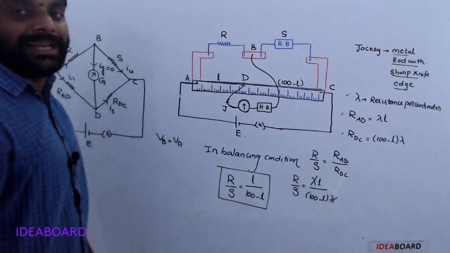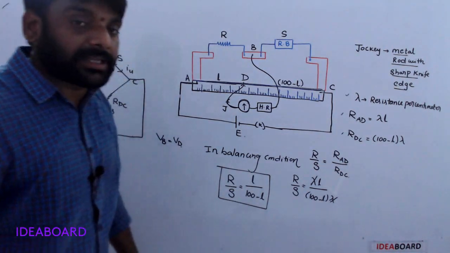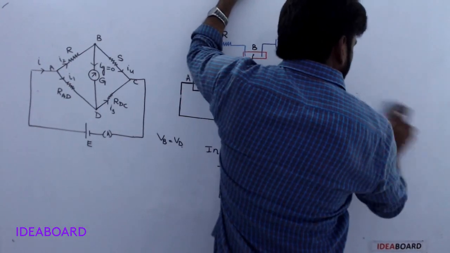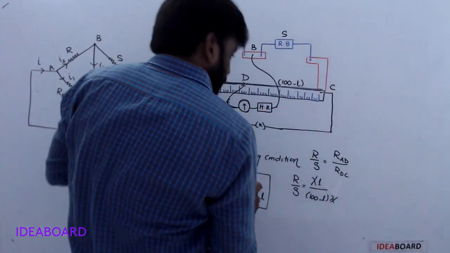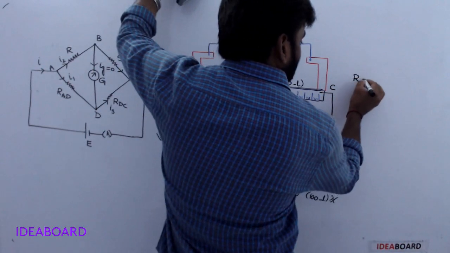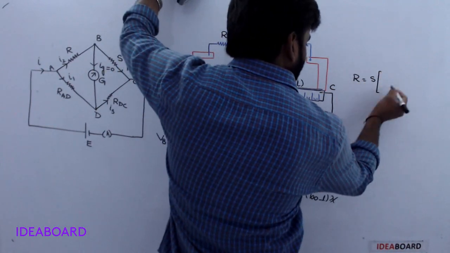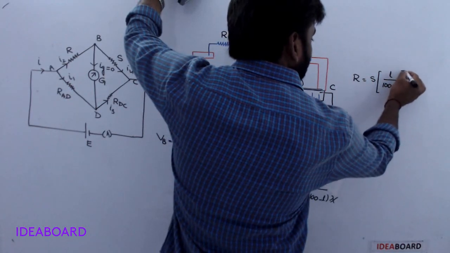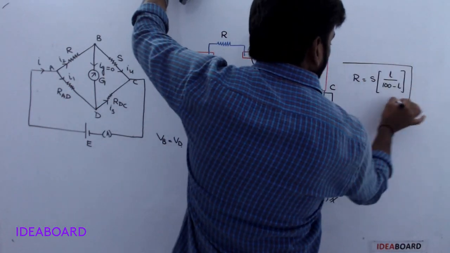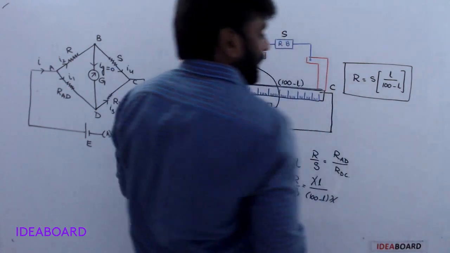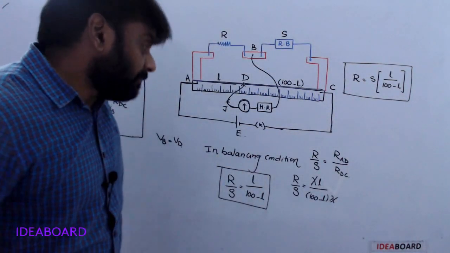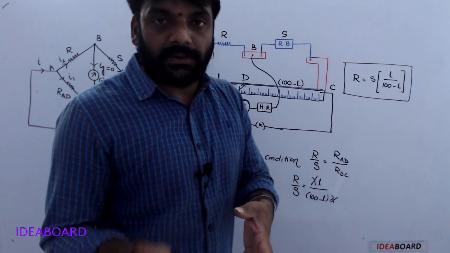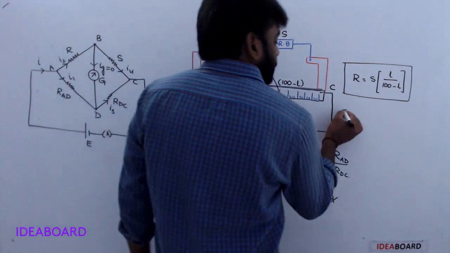Here the unknown resistance is R. So simply you write R is equal to S into L by (100 minus L). Understood? Listen, if in case the standard resistance is changed, S changes.